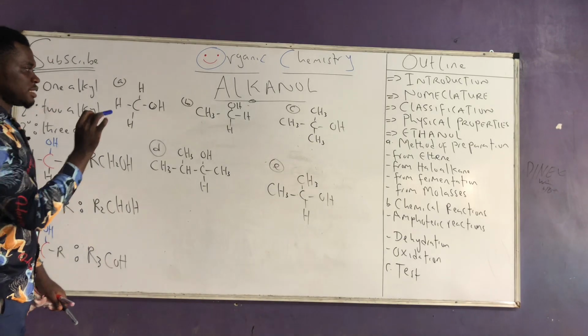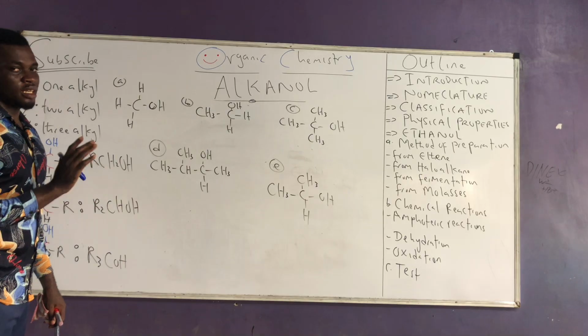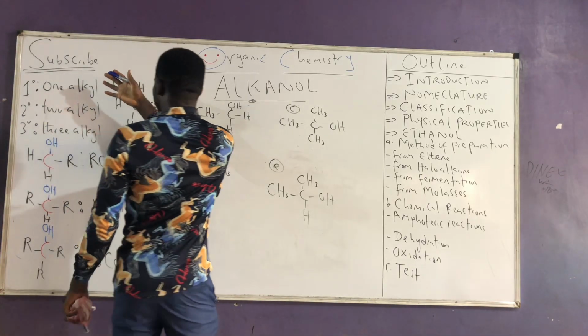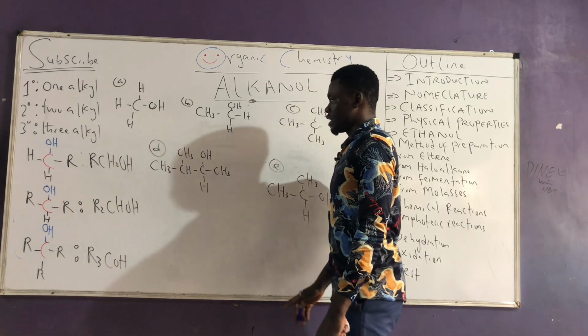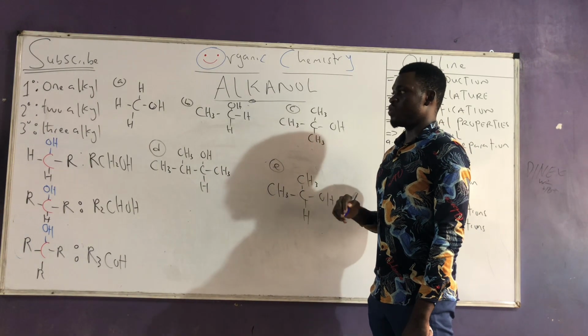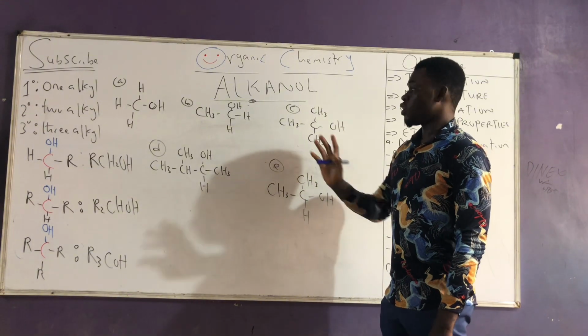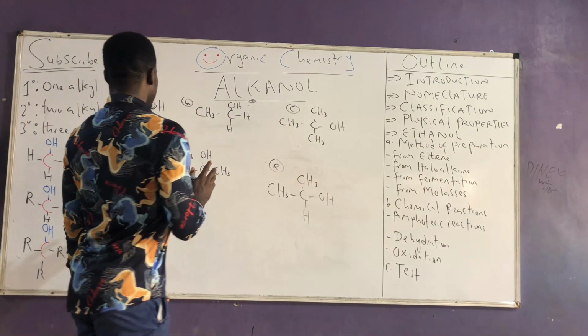Pause the video and identify which of them is primary, secondary, and tertiary alkanol. Don't forget what we just said. For primary, we have one alkyl group directly attached to the carbon with the OH. Secondary, we have 2. Tertiary, we have 3. Very simple. First of all, let's name them. Or rather, let's identify before we name.